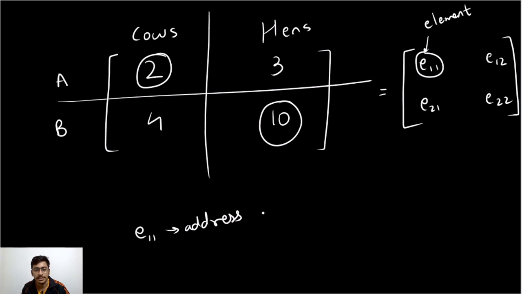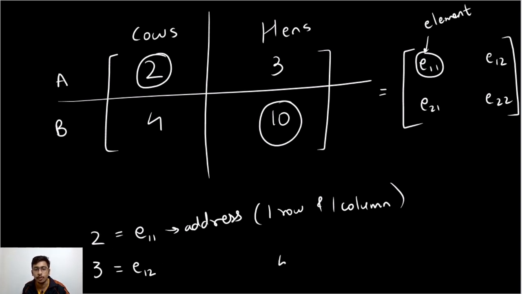And what is the address? The address is the first row and first column. Okay, and who is there in E11? So who lives in that address? So 2 lives in that address. Similarly, if I say 3 is E12, so 1, 2 is its address. 3 is in the first row and second column of the matrix. Okay, so this is how we can write 2, 3.